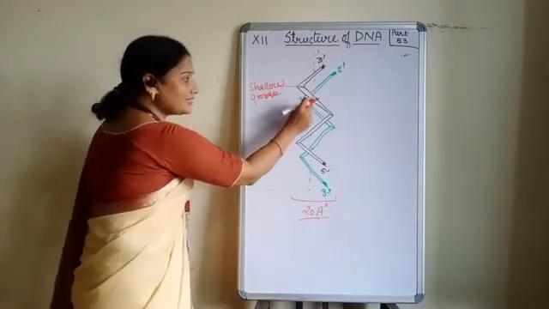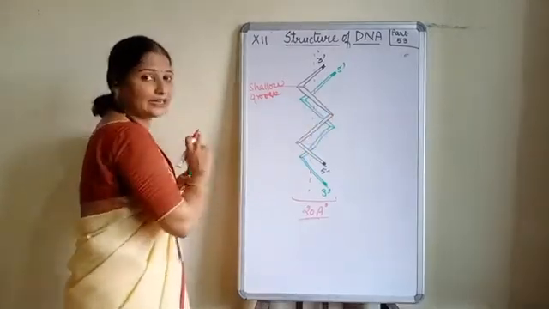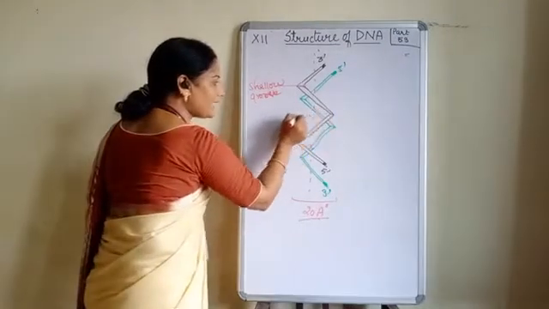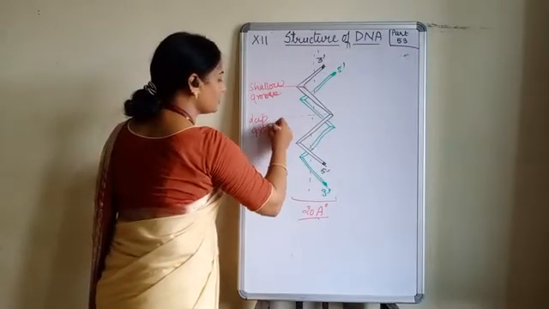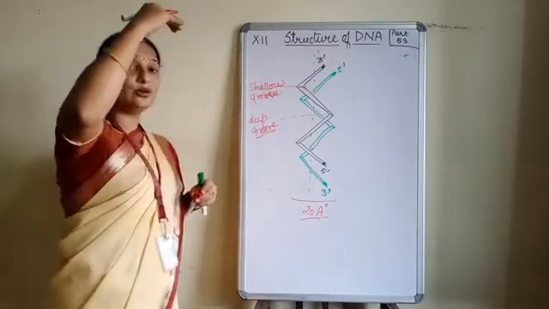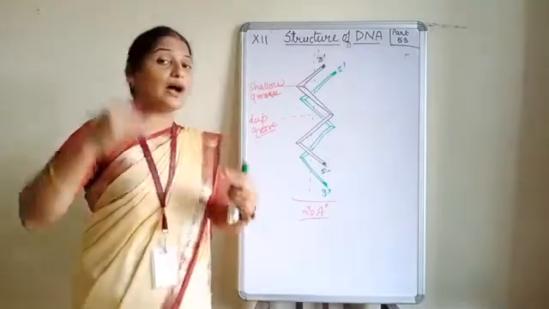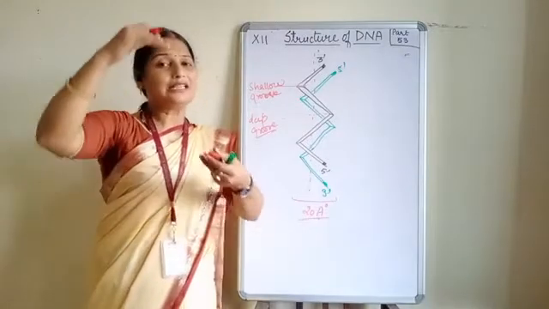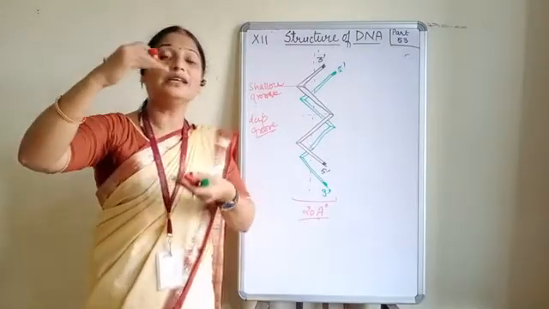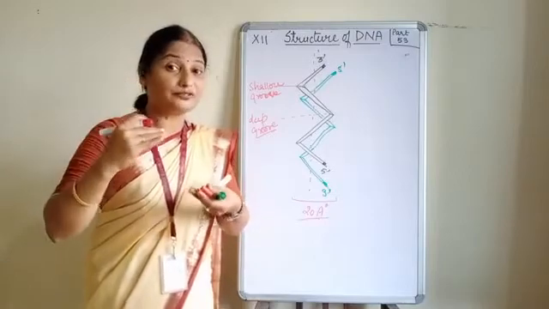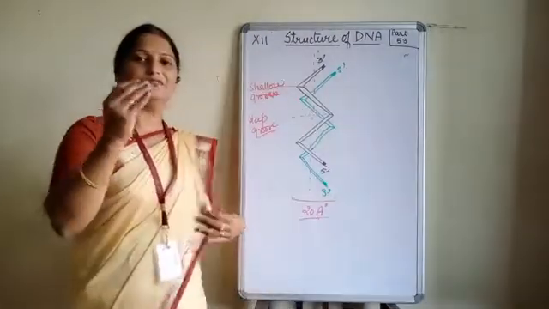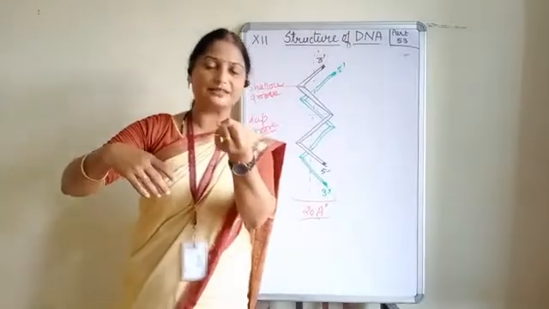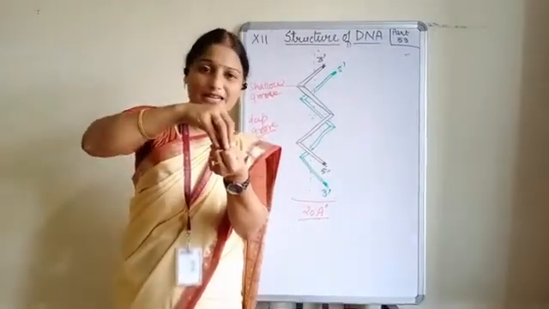Okay, and see, this is the deeper side. So we can simply mark it as deep groove. Now, one shallow groove along with one deeper groove, they will form one complete rotation of the DNA. Now see, suppose I am here, this is the base of the DNA.